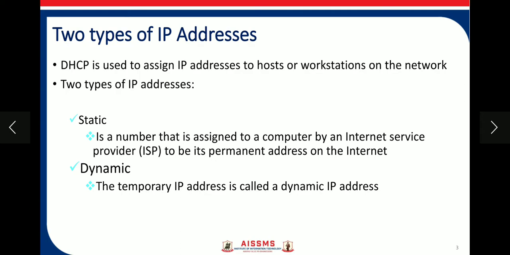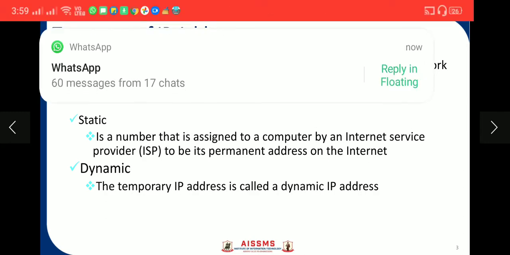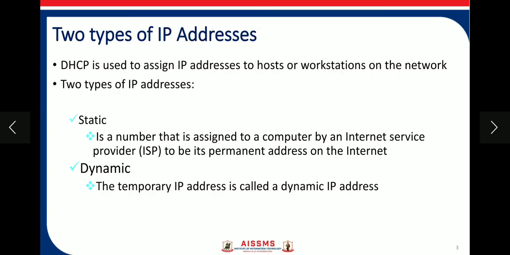So there are two types of IP addresses. The first one is static, a number that is assigned to a computer by an internet service provider, ISP, as its permanent address on the internet. The second is dynamic, the temporary IP address, called the dynamic IP address. DHCP assigns the automatic temporary IP addresses which are available.